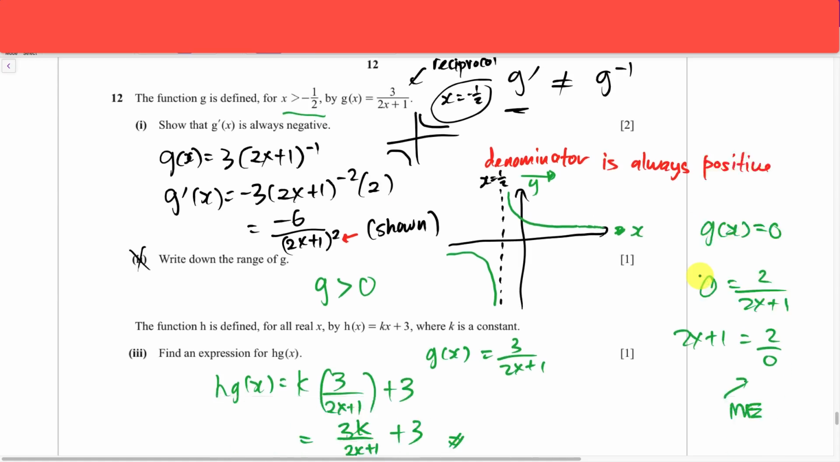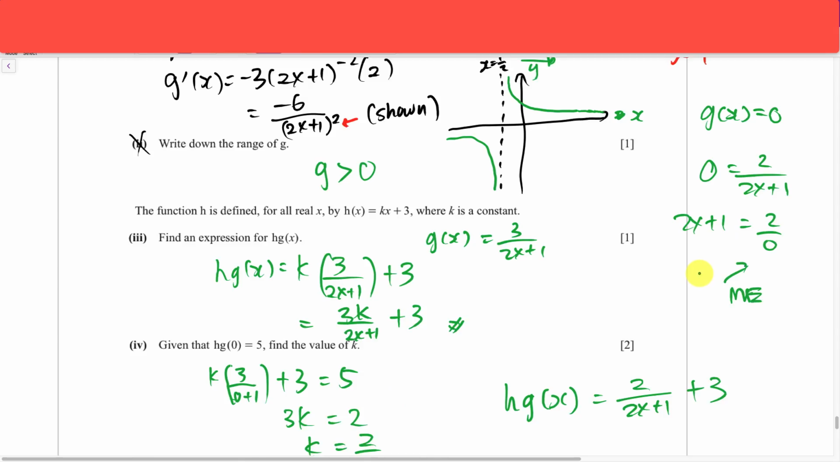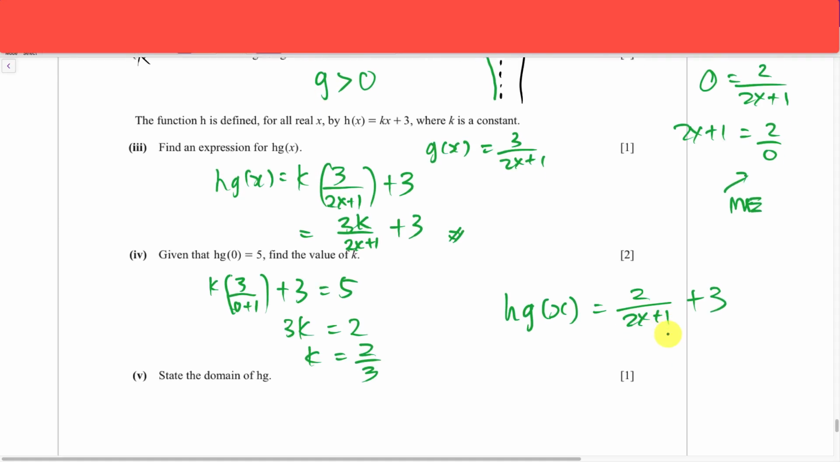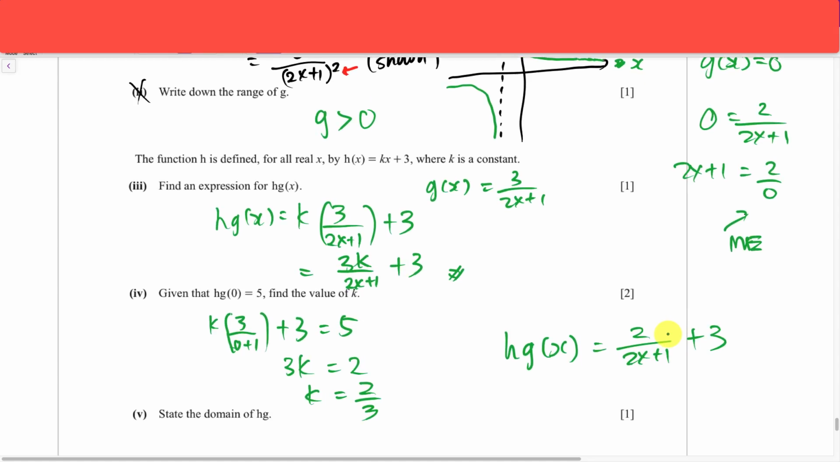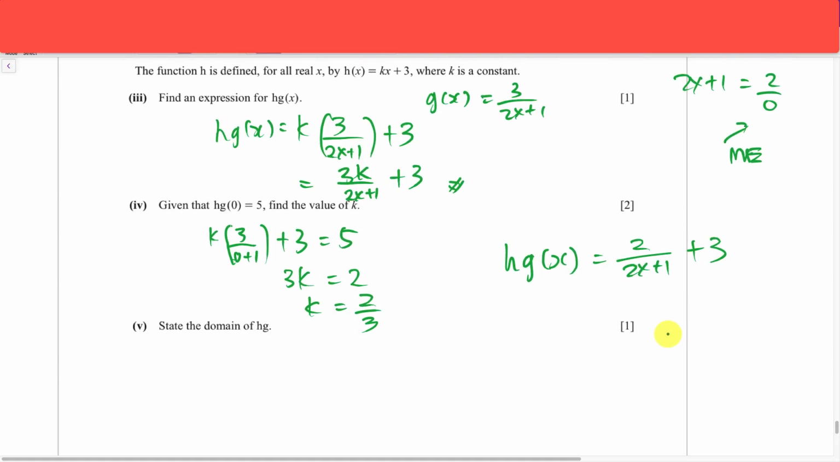Okay, and you realize this number over here is not so important. So what you need to think is how to make this one become math error. If you want to make this become a math error, always pay attention to the denominator, how to make it become 0. So it's the same, x is negative half. The plus 3 does not affect the domain.